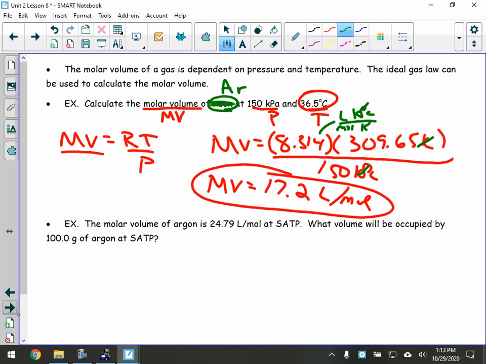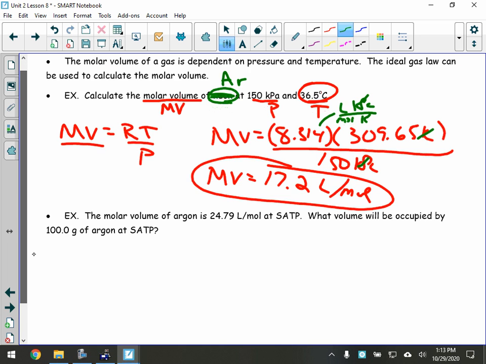It doesn't matter. Okay? Under this set of conditions, if I have a mole of this gas, I would want to put it into a 17.2 liter container to make sure I get that pressure at that temperature. Again, they're all related to each other.